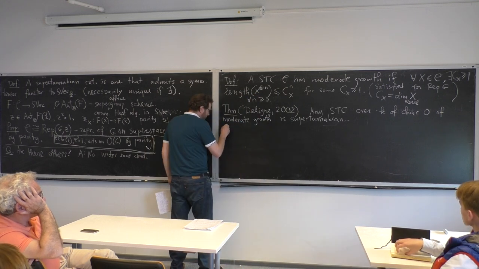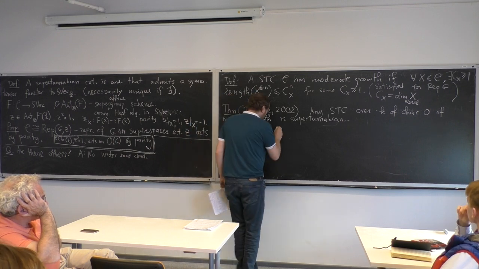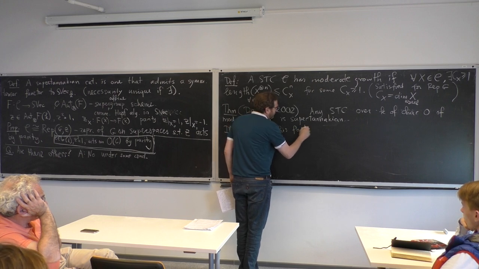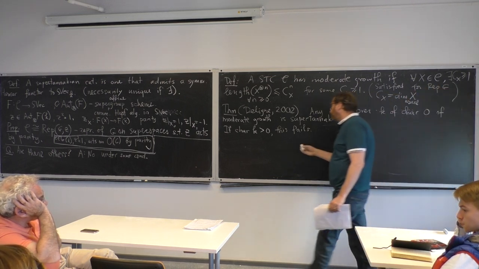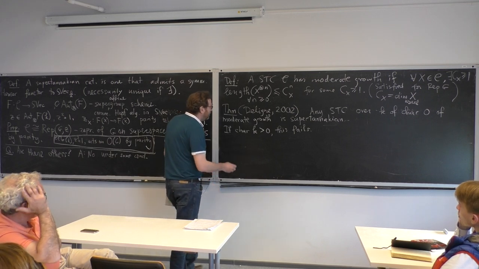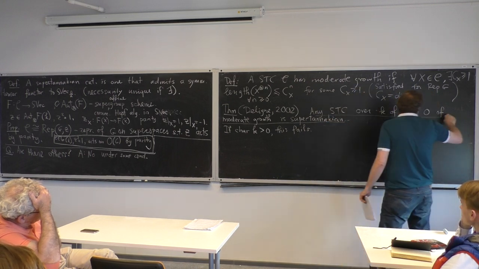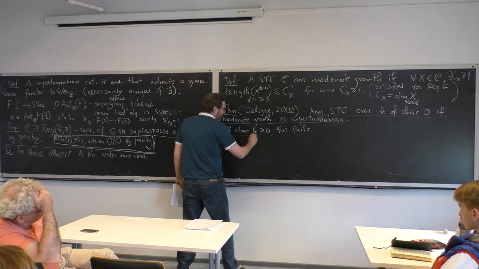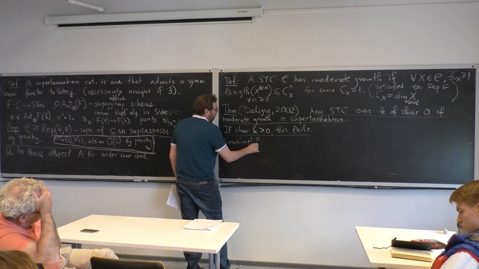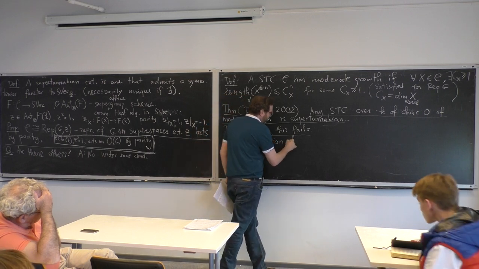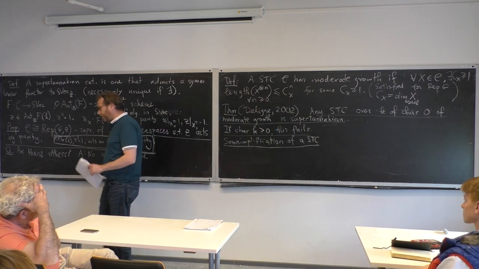So if characteristic of k is greater than 0, this fails. And so let me explain examples. And for this purpose, let me define the notion of a semi-simplification of a symmetric tensor category. So this is actually an interesting subject for many reasons, but in particular, it will provide a counterexample.